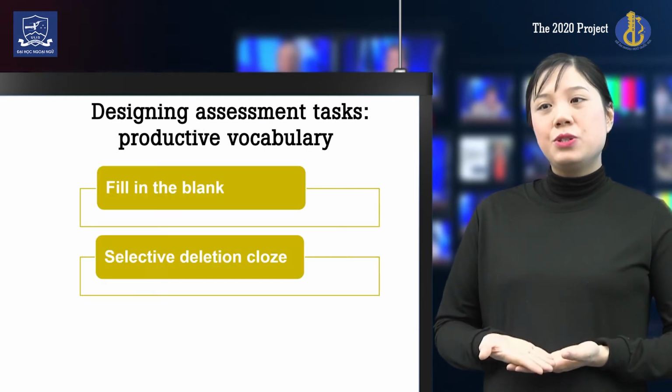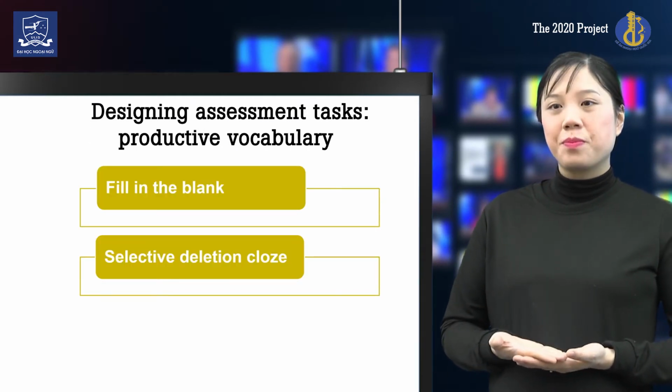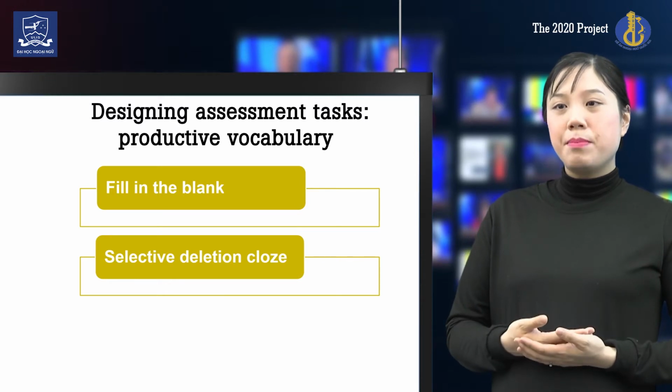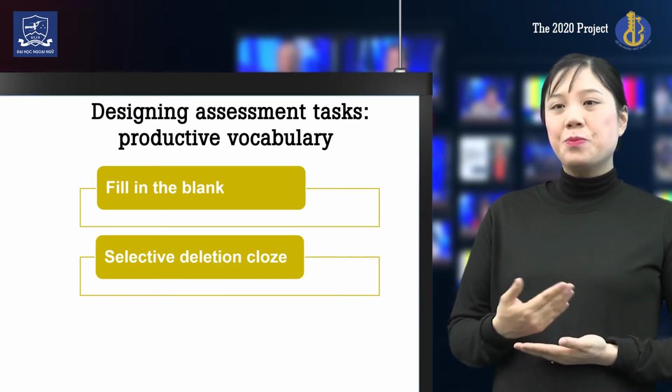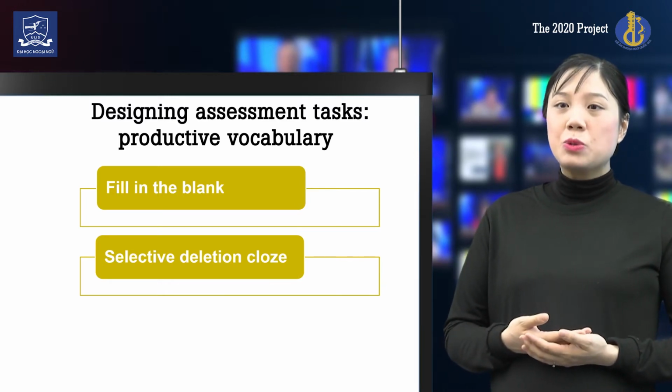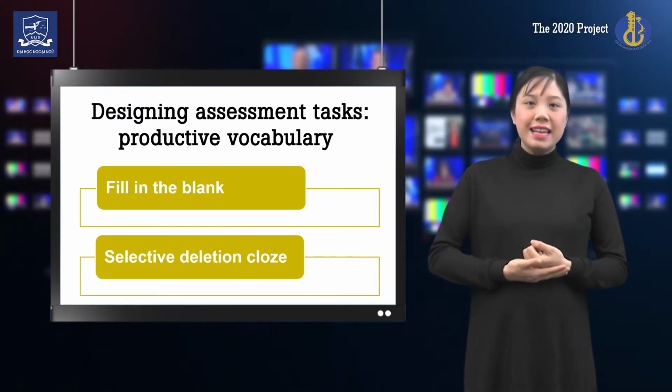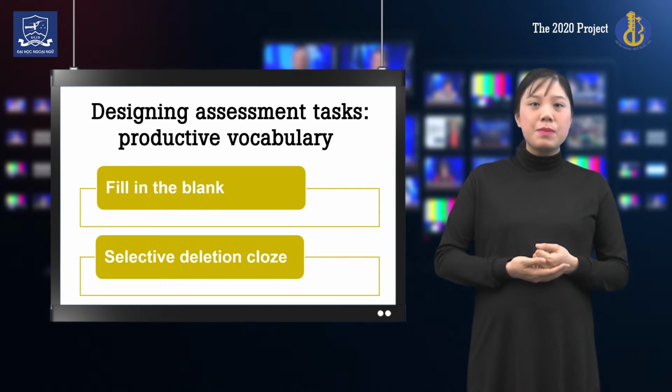There are two ways to adapt this task type. 1. Fill in the blank exercise. 2. Selective deletion cloze. In this selective deletion cloze or gap fill test, the test taker must be able to identify not only the meaning, but also the forms of the lexical item that is needed to fill in the blank.